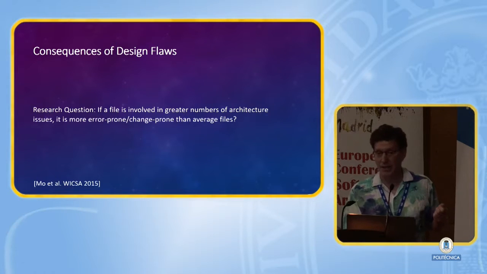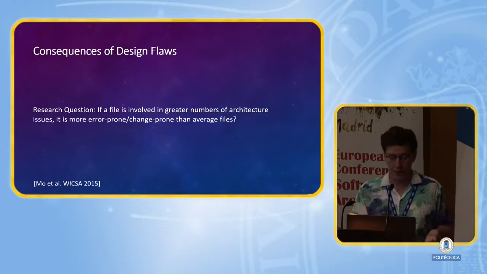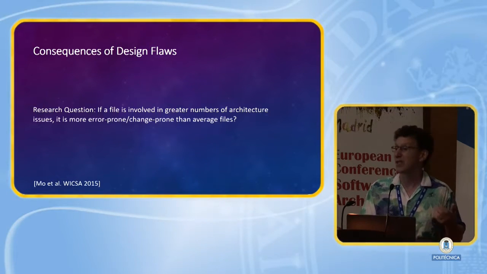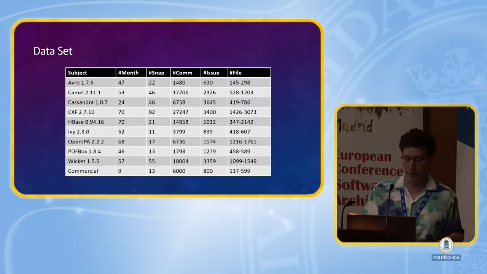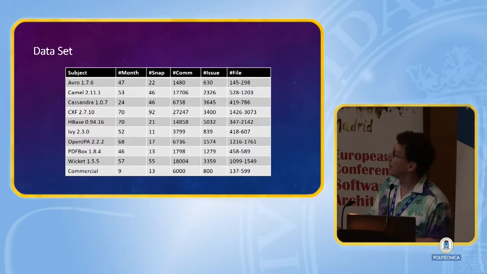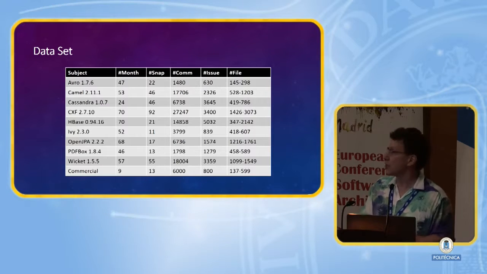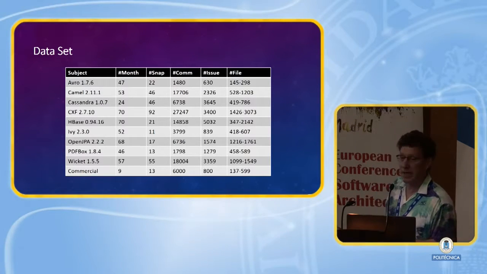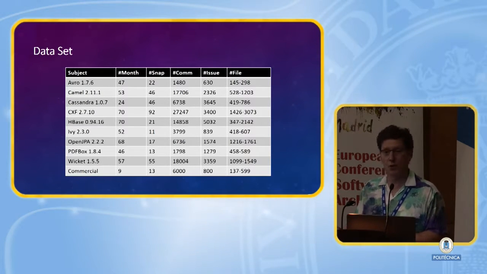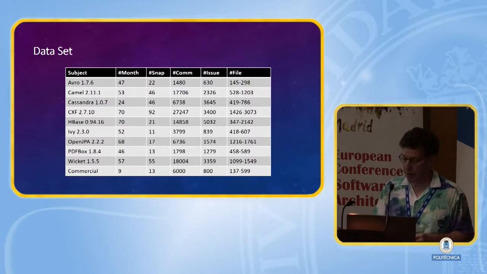If a file is involved in greater numbers of issues, is it more error-prone? Is it more change-prone than average files? And so we took a look at a set of open source projects. These are mostly Apache open source projects, one commercial project as well.